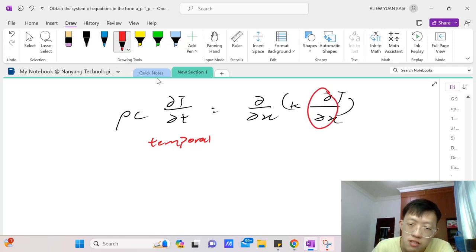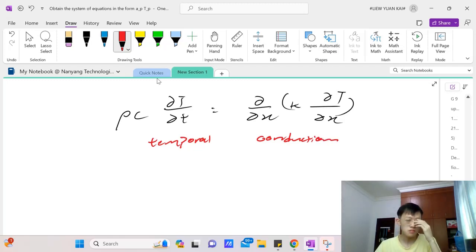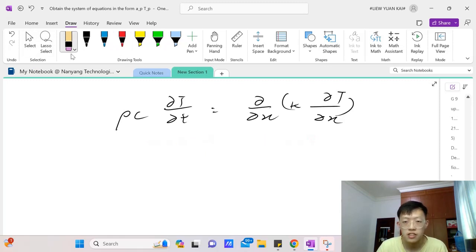And then what is this? We have a second derivative with respect to space, which is the diffusion term or the conduction term. You can call it either way, conduction term. So that's just identifying the terms.